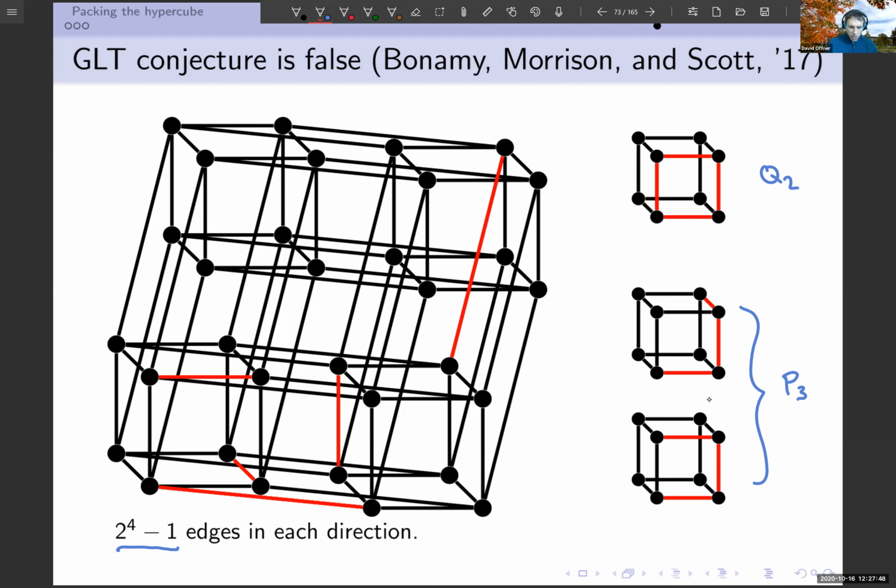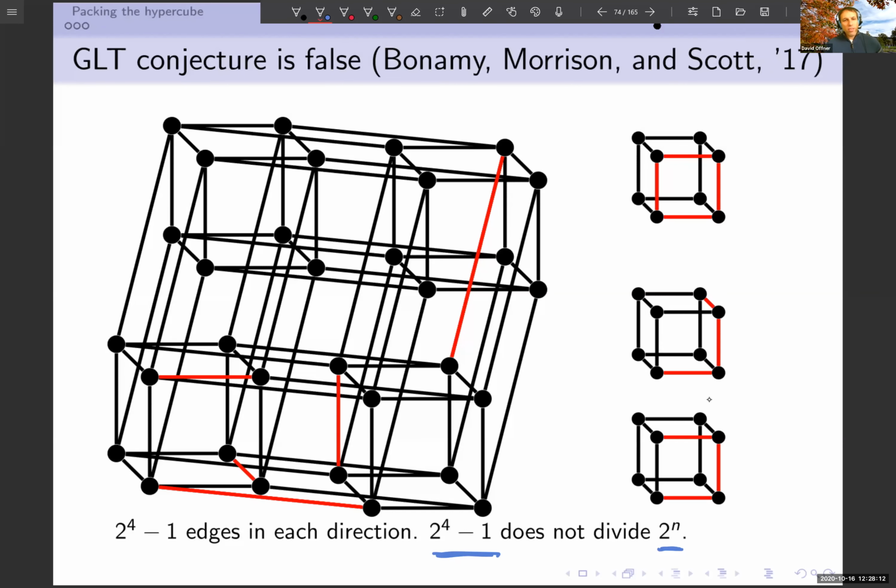And so what they showed is that this graph is rigid enough, or dense enough, that when you embed it into a larger hypercube, the edges that are in the same direction in this picture will always be in the same direction. And since in a larger hypercube the number of edges in each direction is going to be some power of 2, and 2 to the 4th minus 1 doesn't divide that, this graph could satisfy the necessary conditions, but will never decompose a larger hypercube. Okay.